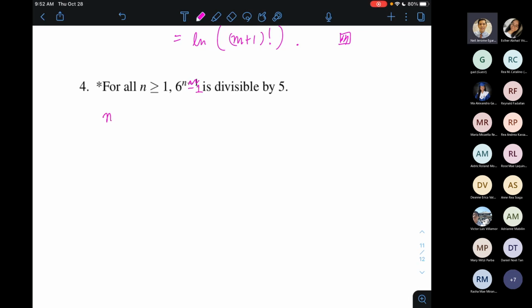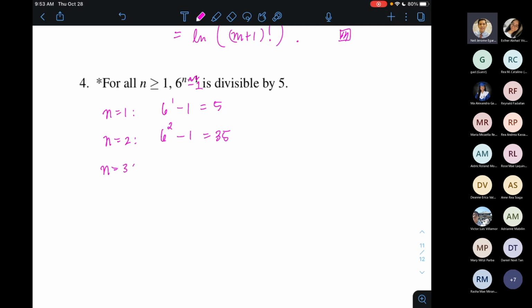Try natin. Kapag kasi n ay equal kay 1, magkakaroon tayo ng 6 to the 1 minus 1. Equal siya kay 5. Okay, no problem with that. When n is equal to 2, we'll have 6 squared, 6 to the 2 minus 1 sa baba. So that's going to be 35, divisible by 5. And then n equals 3. Ano ang 6 cubed? 36 times 6. 6 cubed is 216 minus 1. So 215, divisible by 5.